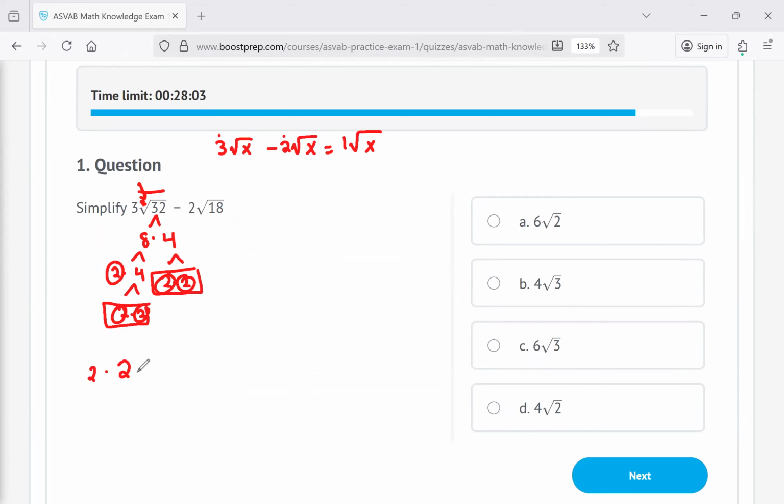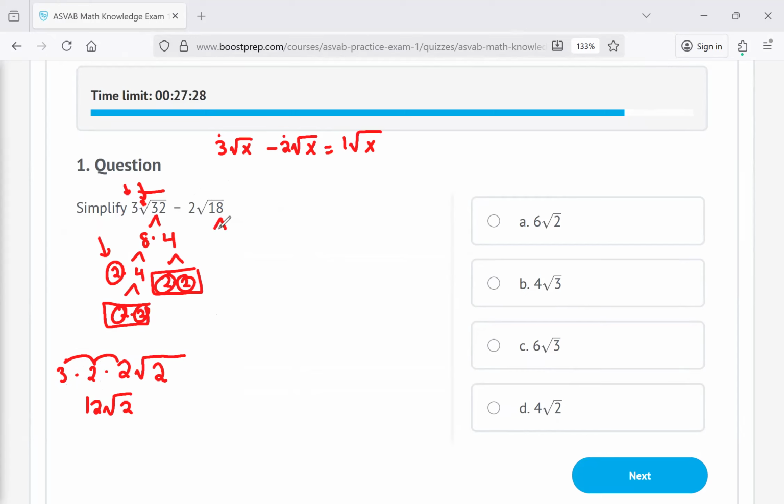And then inside the radical is your leftover prime number. So what is our leftover prime number? This one, this extra 2. Okay? And then be careful, you have a 3 here. So when you put it all together, the left side is going to be 3 times 2, which is 6, times 2 is 12. Okay. Now let's do the same thing here.